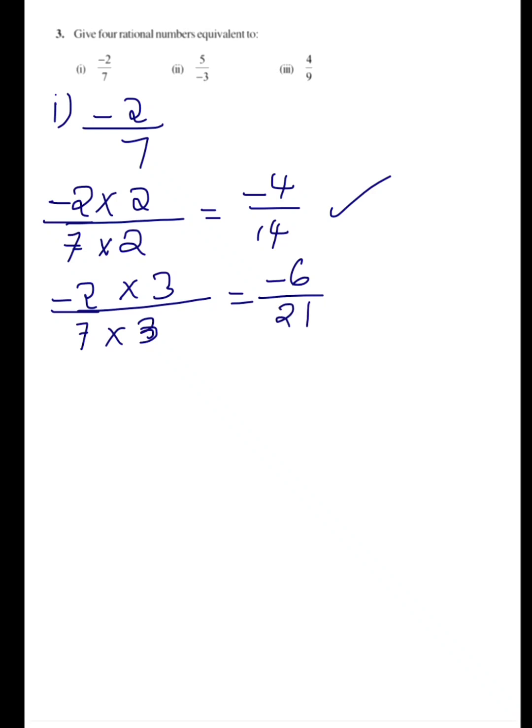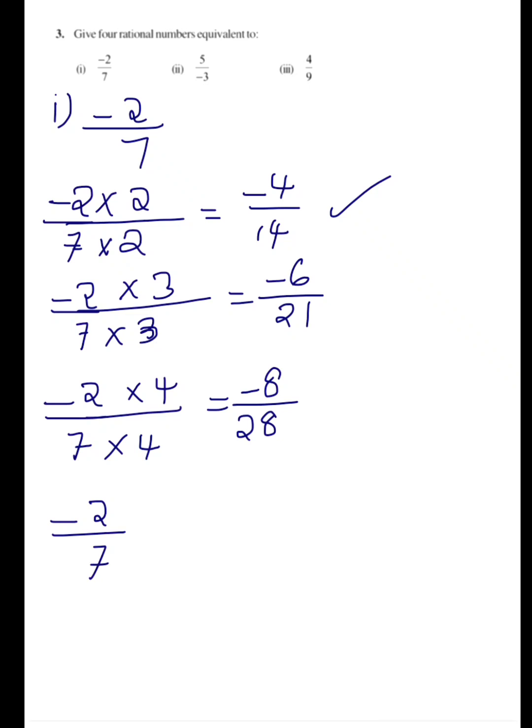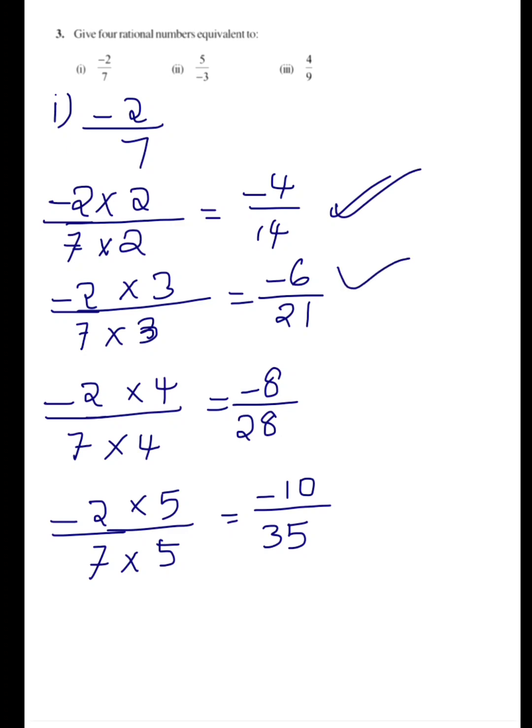Now what about the third? Suppose I am dividing both with 4. So what will be the answer? Minus 8 by 28. Now what about the last one? Minus 2 by 7. I can take 5, 6, 7, any number I can multiply. Suppose I am taking 5. So what will be the answer? Minus 10 by 35. So I have got 1, 2, 3, 4 equivalent rational numbers. In this way you can find equivalent rational numbers.